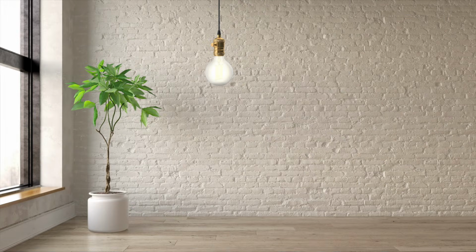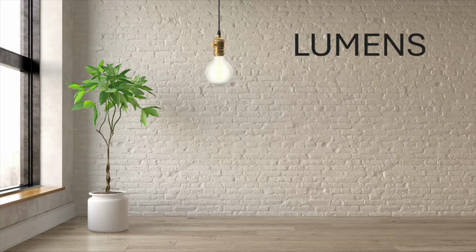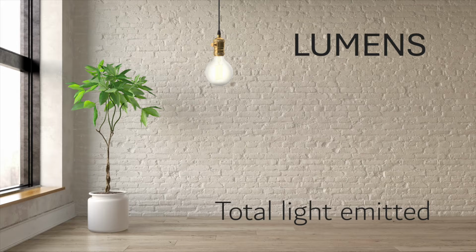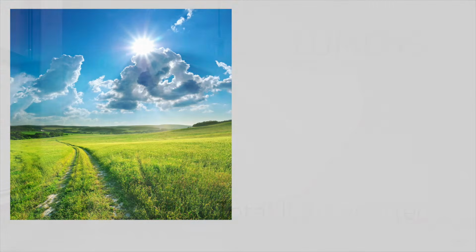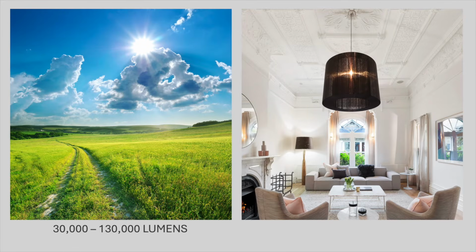The first term we're going to learn about is lumens, which is basically a light's brightness. It refers to how much actual light is given off by a light source. Think luminosity, or the total light emitted. Direct sunlight is, of course, the brightest light source, with a lumen level of between 30,000 to 130,000 lumens. Compare that to room lighting, which for a 10 by 10 room is typically about 1,000 lumens. The brightness level is related to the size of the room.